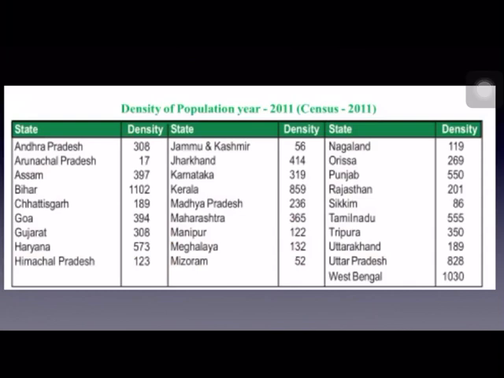And the state of Bihar has the highest population density. That is 1102 persons per square kilometer. That is the highest population density in India. So in India, the highest population density is found in Bihar, which is 1102 persons per square kilometer. And the lowest population density is found in Arunachal Pradesh, which is 17 persons per square kilometer.